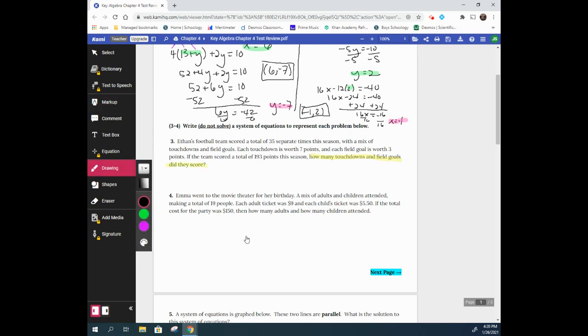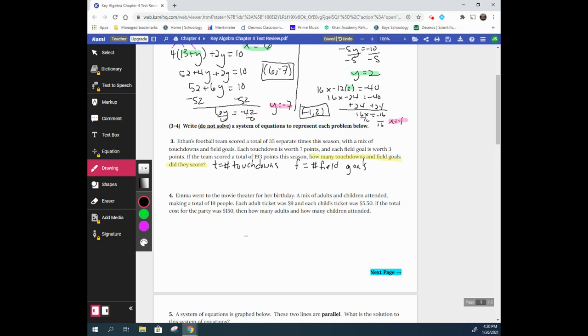So what I want to know is the number of touchdowns and the number of field goals. So I could say I'm going to let t equal the number of touchdowns, and then I could let f equal the number of field goals. Now I want to write two equations using the information that I'm given.